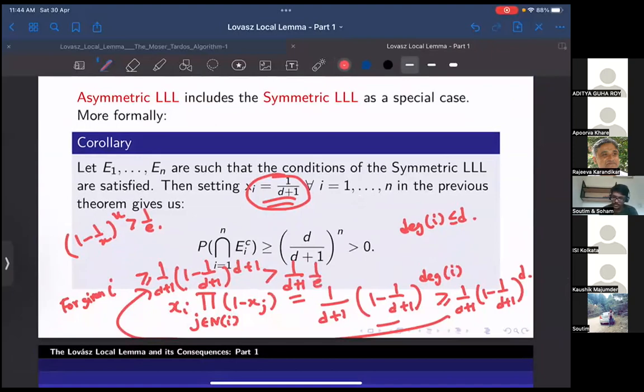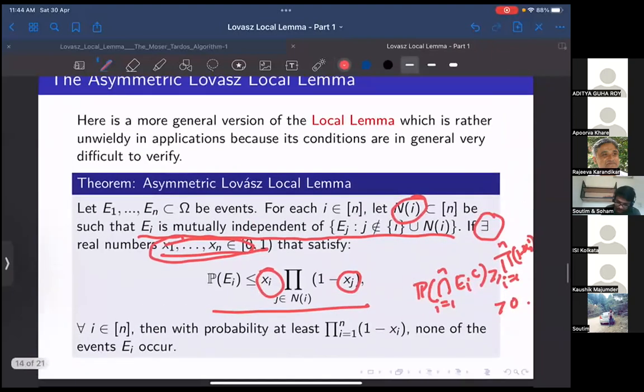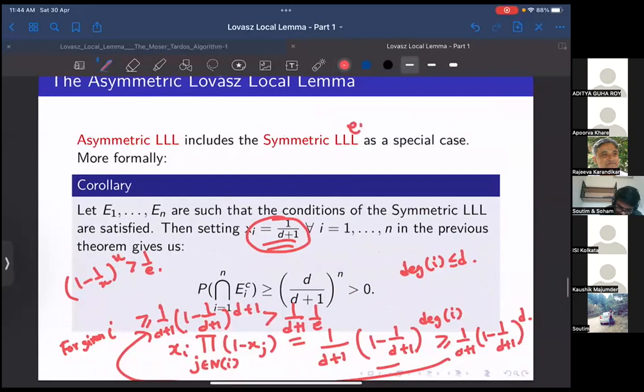So if the conditions of the Lovász local lemma are satisfied, if e p (d plus 1) is less than or equal to 1, then 1 by d plus 1 times 1 by e is greater than or equal to p, which is precisely, in turn, greater than or equal to this.